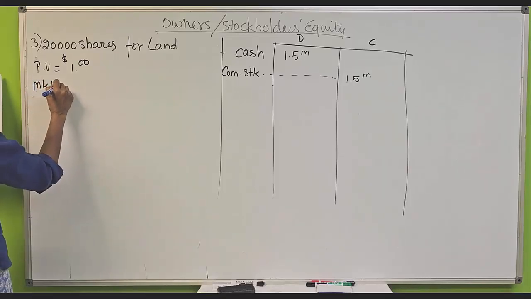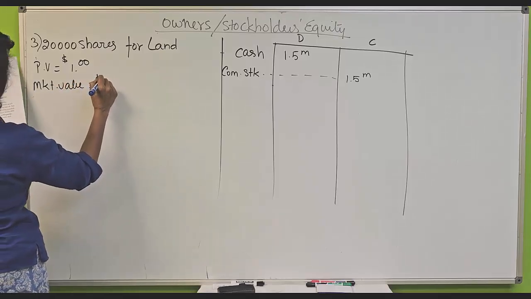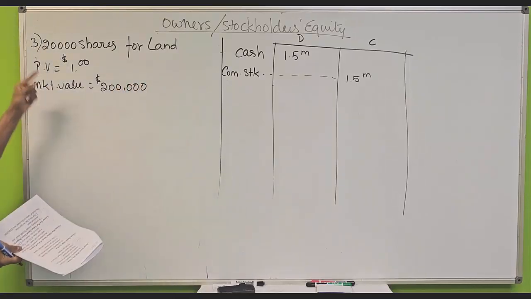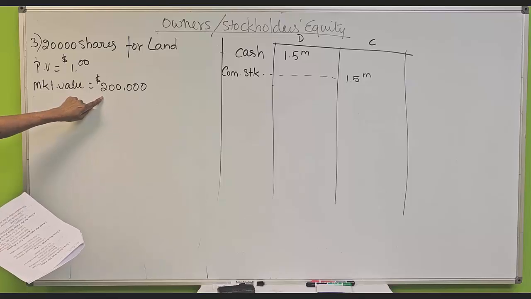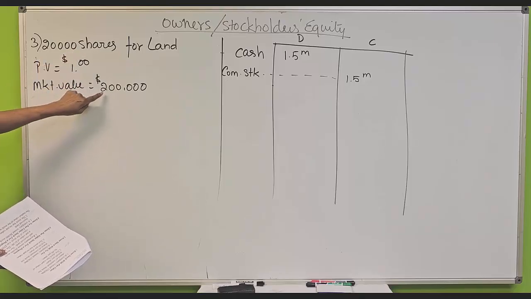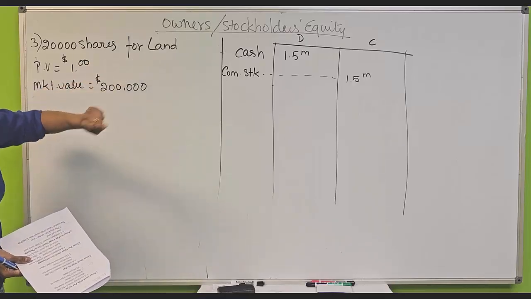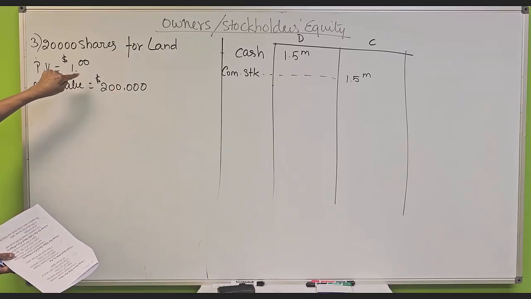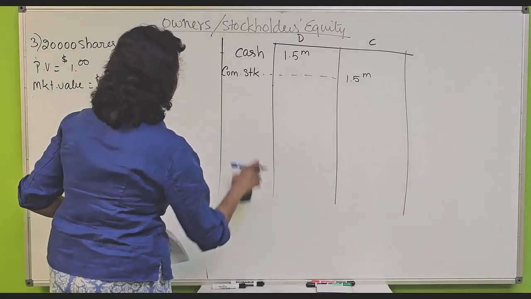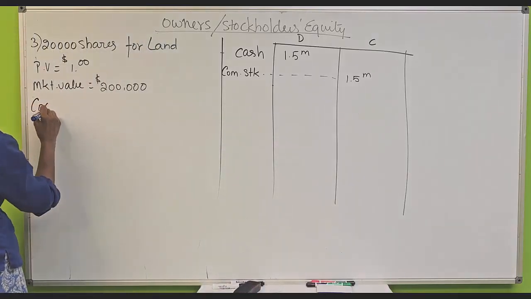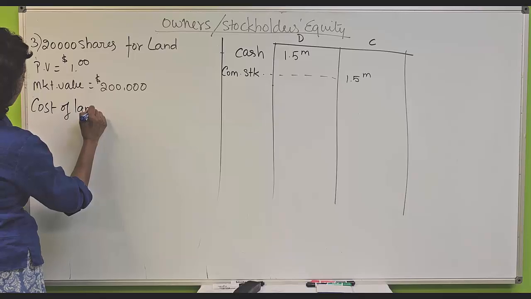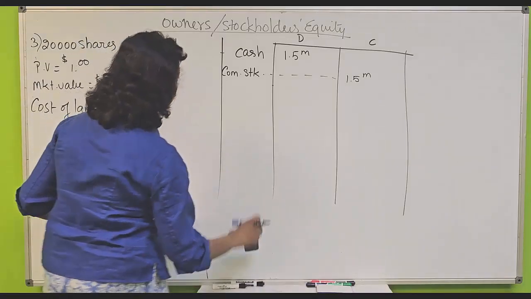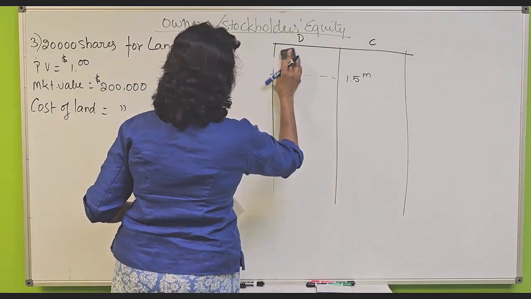So the market value of the stock is $200,000. So the company is paying a value of $200,000. So these stocks have a value of $200,000 and this is what paid for the land. So the land's value is the market value of the stock given. So here, the cost of the land equals this $200,000.